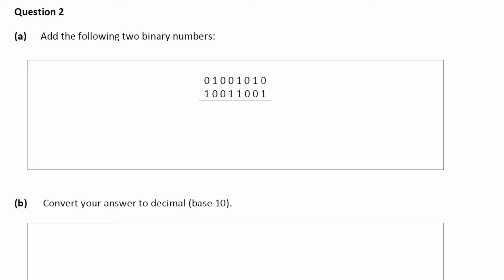Hello everyone, so in this video we're going to be going through question 2 in section A of the Leaving Cert Computer Science higher level paper. For this first part of question 2 we're given two binary numbers and it's asking us to add these two numbers together to get one single number. So I'm going to go to the blackboard and I'm going to write down these two binary numbers and we're going to walk through how we're going to get our answer.